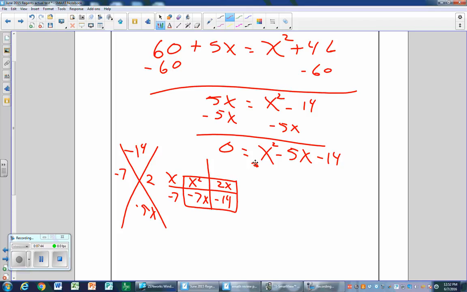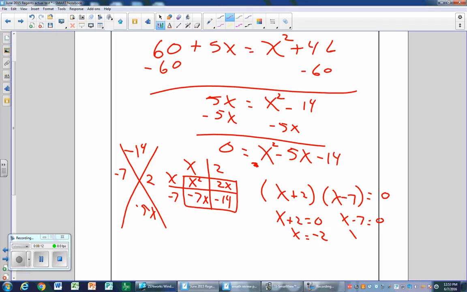And then you think, x times what is x squared? x. Now negative 7 times x is negative 7x. It checks. And then x times what is 2x? That would be 2. And negative 7 times 2. So there are the factors: x plus 2 and x minus 7 equals 0. The multiplicative property of 0 means that we can set each of these equal to 0. And so x equals negative 2 and x equals positive 7.